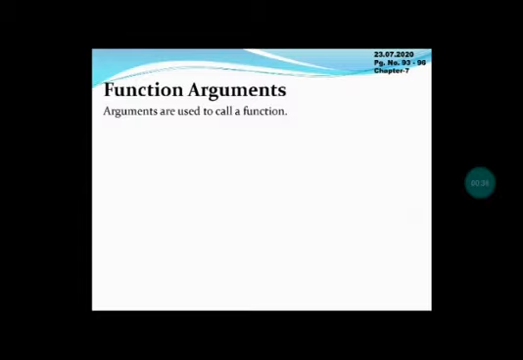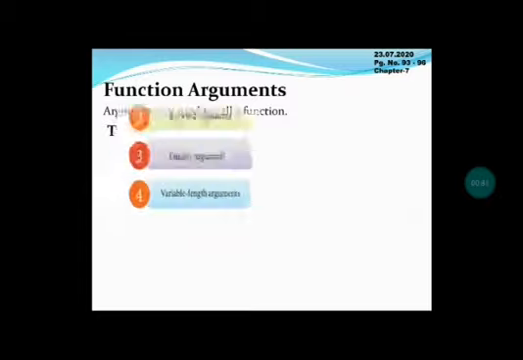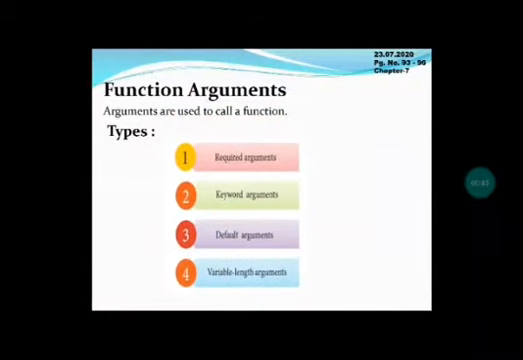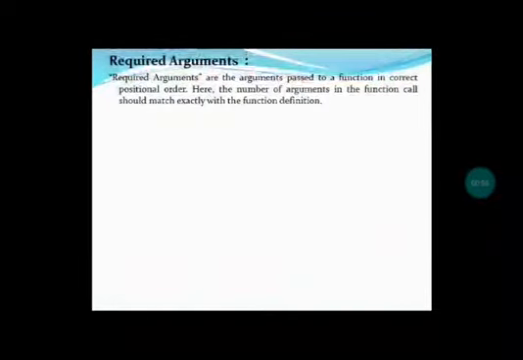Function arguments can be classified into 4 types. They are required arguments, keyword arguments, default arguments and variable length arguments. First we will see in detail about required arguments.